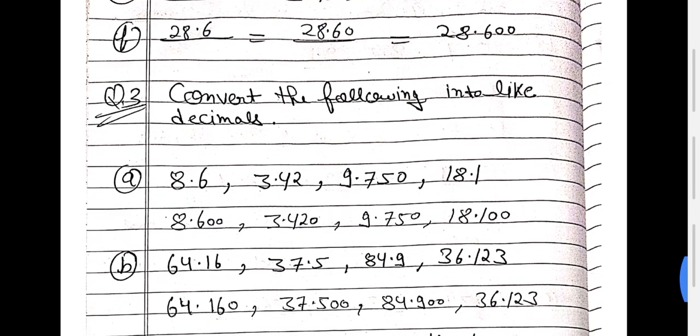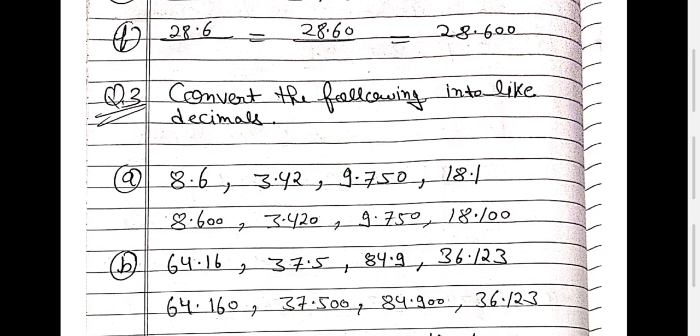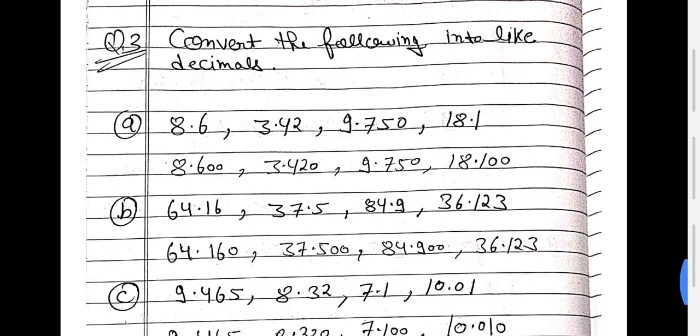Now convert the following into like decimals. Now some unlike decimals are given. Now you have to just convert them into like decimals. Now your first question is 8.6, 3.42, 9.750 and 18.1. So what you do, just find which one has the greater number of decimal places. The greater number of decimal places is 3. It has 1 decimal place, 2 decimal places, 3 decimal places, 1 decimal place. So it is known as unlike decimals.